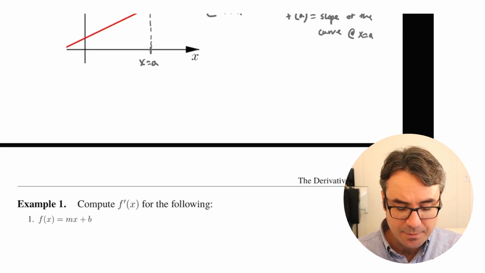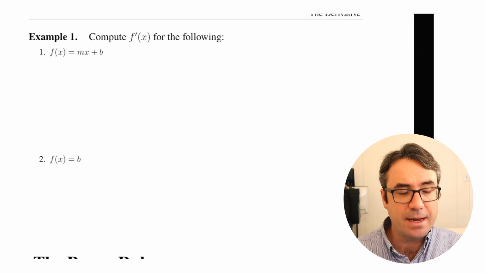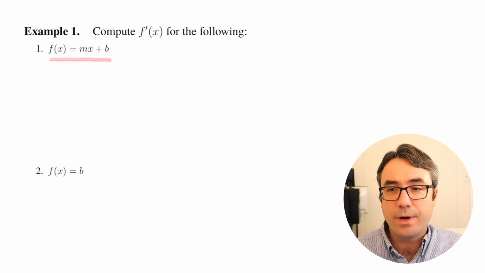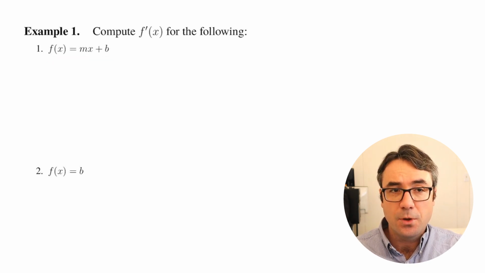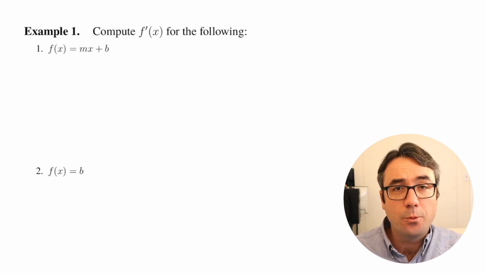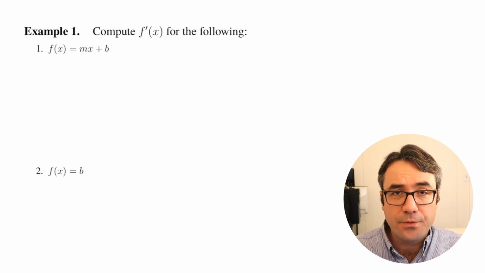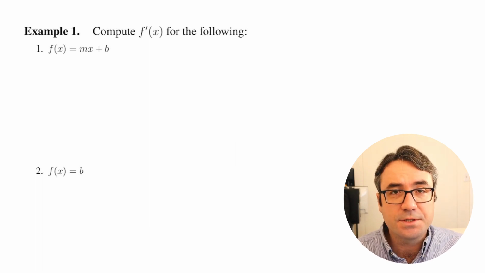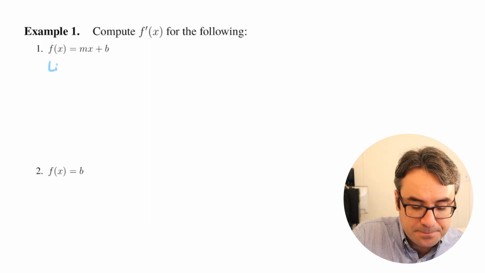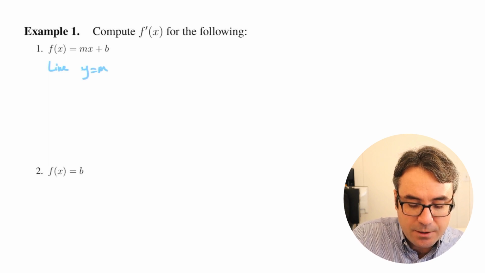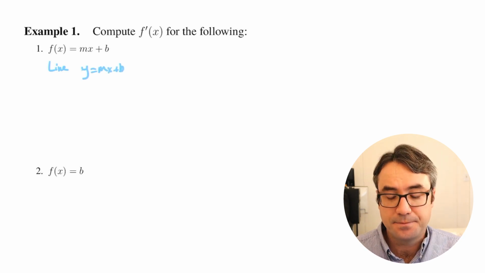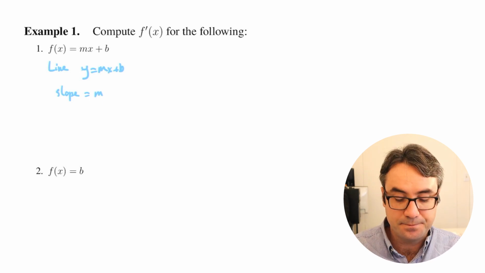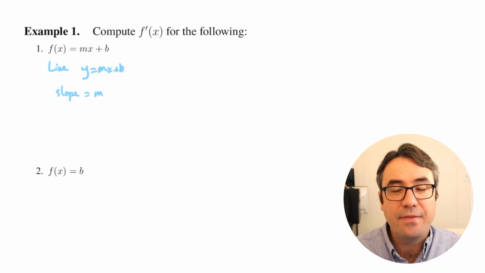All right, so let's look at a couple of specific examples here. Let's look at example 1. We're going to look at linear equations, graphs of lines. For lines, we already know what the slope is, so essentially we already know what the derivative is. For instance, in this first one, f of x equal to mx plus b, well, that's just a line. The graph of that function is y equal to mx plus b. And we know that the slope of that line is m. It's just the m on that mx term.